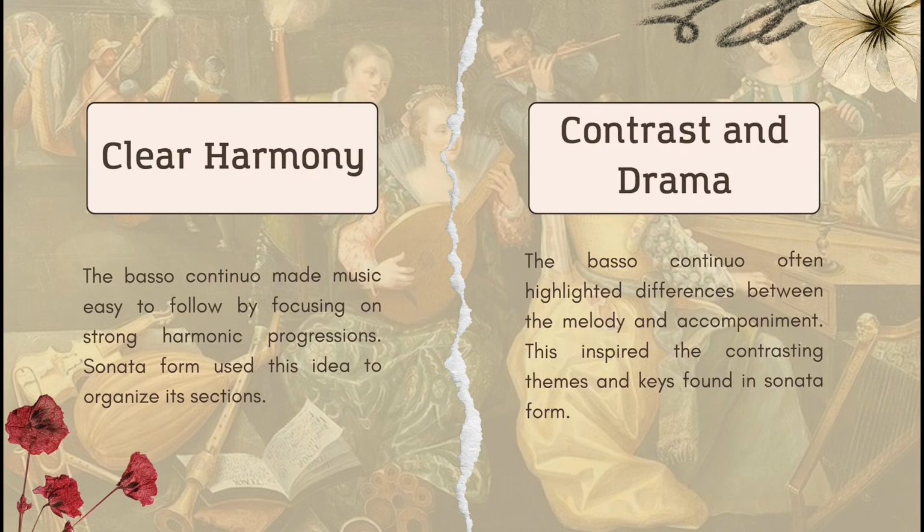In this piece, the first section, called the exposition, starts in C minor but later moves on to E flat major. It creates contrast and drama. This key change and structure built on the harmonic ideas from the Basso Continuo tradition. In short, the Basso Continuo's way of organizing harmony and creating contrast helped shape the dramatic structure of sonata form.